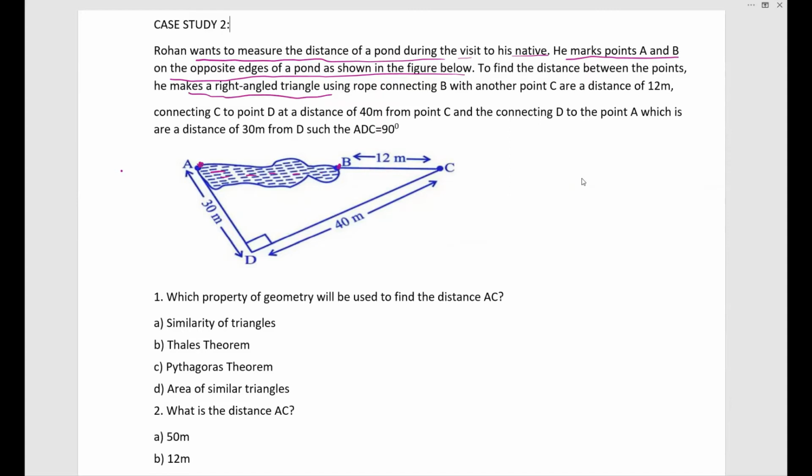He makes a right angle triangle using rope connecting B and another point C at a distance 12 meters. To measure the distance, he marked B and C with rope connecting C and D. Another point D he connected, another point he connected A. This is the extreme end. Distance of 30 meters. So the pond was there in AB. He did an arrangement to find the width of the pond. How? He took a rope, fixed a point A, then D at a distance 30 meters, then B to C at 12 meters, and CD 40 meters, and this makes 90 degrees.